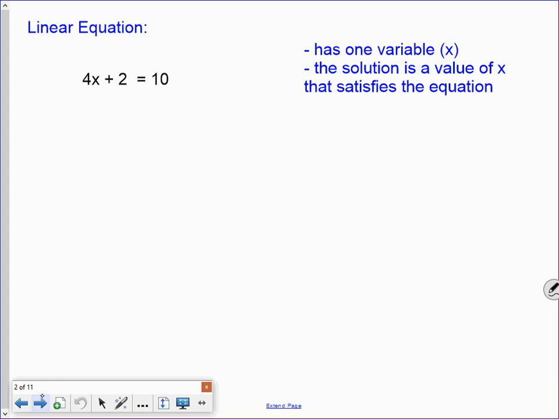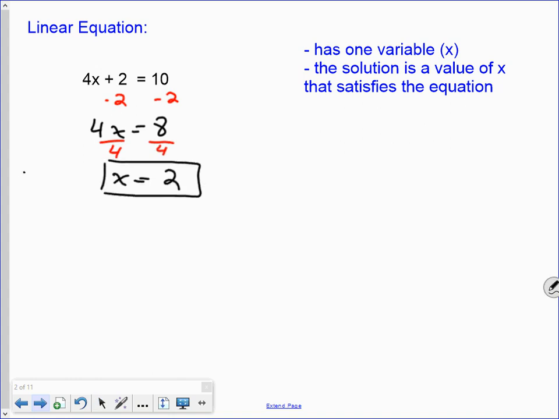A linear equation we've been working with for several years now. It's something like this: 4x plus 2 equals 10. And we know how to solve something like this. We use opposite operations, doing the same thing to both sides. 4x equals 8, and then we're going to divide both sides by 4 to get x is equal to 2. And x equals 2 is the solution to this equation.